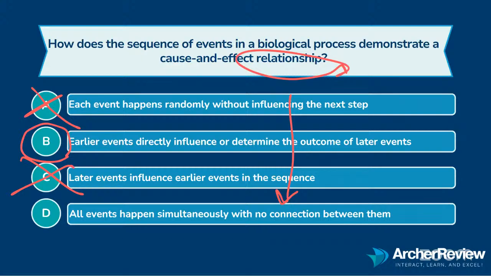Okay. All right. So I got a couple questions. Someone asks, is the earlier event always the cause in a cause and effect relationship? In a sequence of events in a biological process, I would say 99.9%. Especially in biology, we like to never say 100% because there's always some exception to a rule, but I would say 99% of the time, yes.